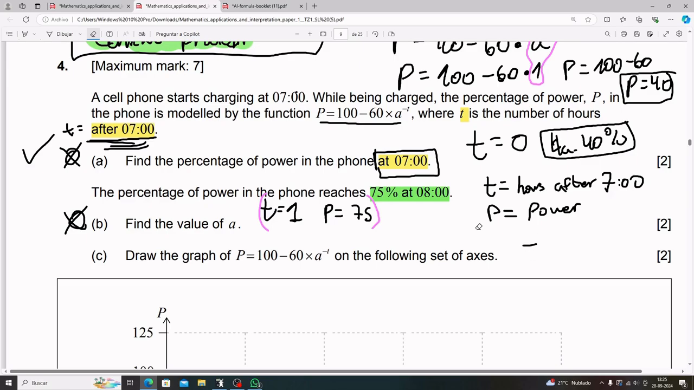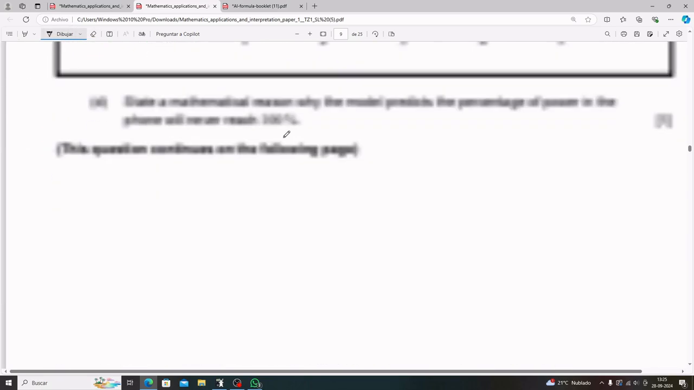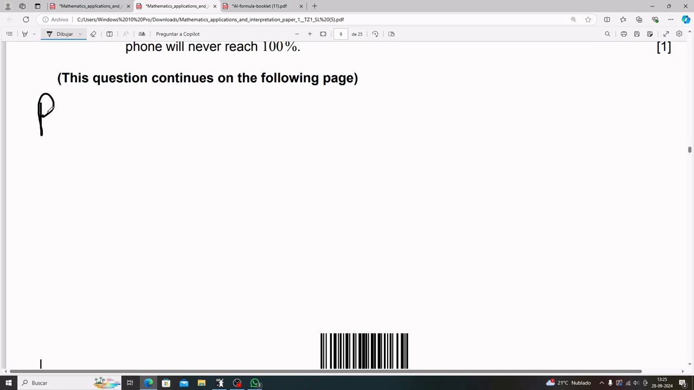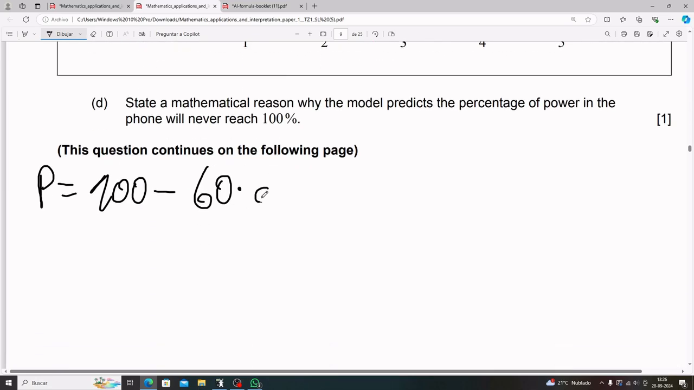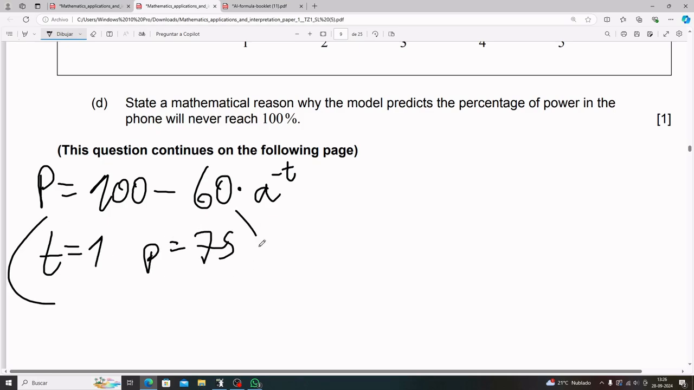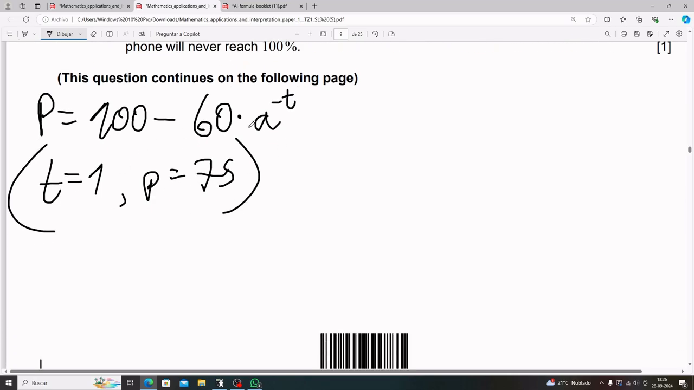Actually, we're probably going to need a little bit more space for this. See? So my formula is p equals 100 minus 60 times a to the power of negative t. And they just told you that when t equals 1, p equals 75. See? That is the main information that they gave you. So if I plug that information here, you end up with 75 equals 100 minus 60 times a to the power of negative 1. And from here, you need to solve.